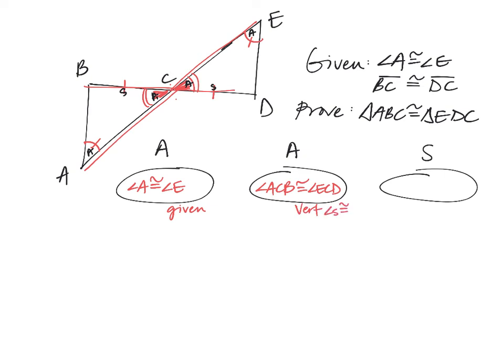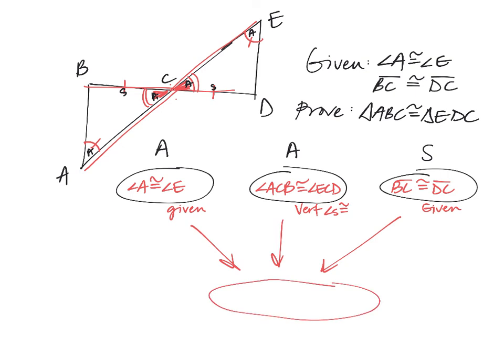My last piece that I was given is that BC is congruent to DC. And again, that's given information. And those 3 things lead to the fact that the 2 triangles are congruent, which is what I was trying to solve or prove. So triangle ABC is congruent to triangle EDC, and the reason is angle-side congruence.